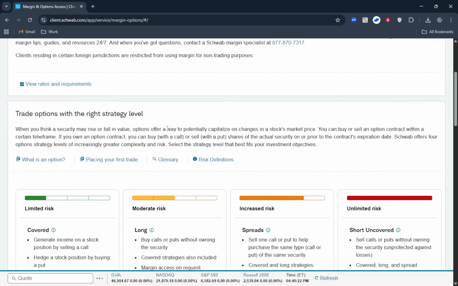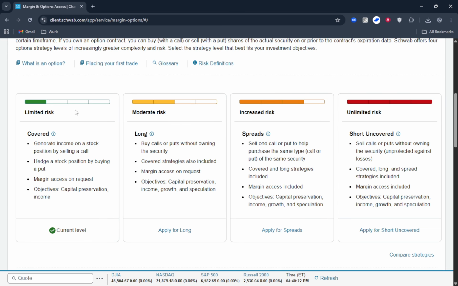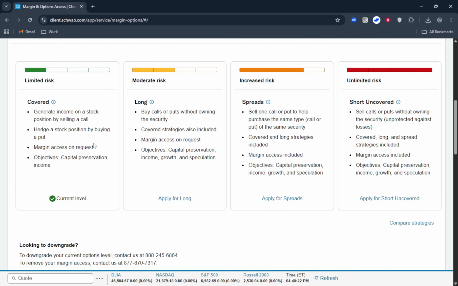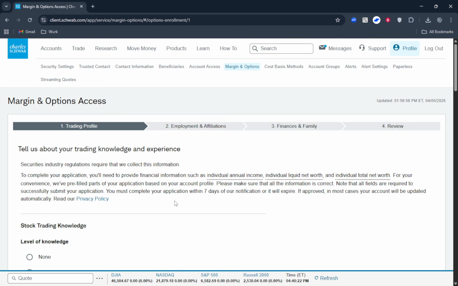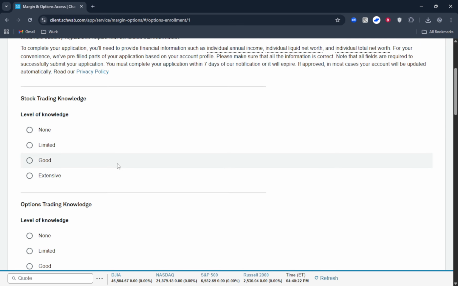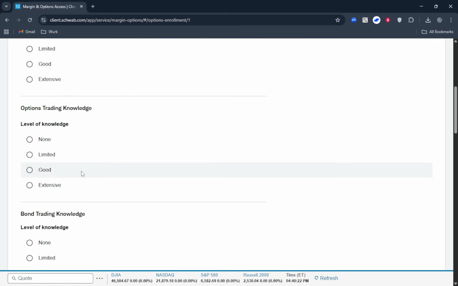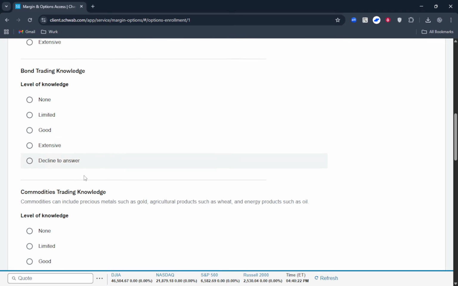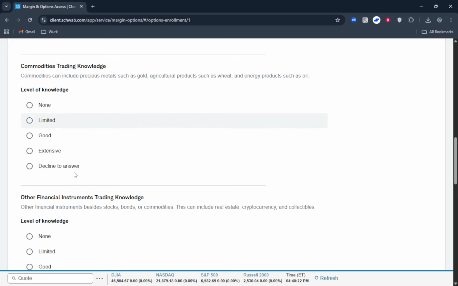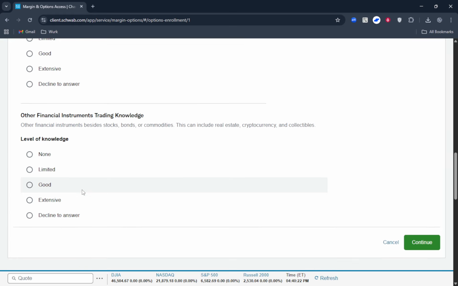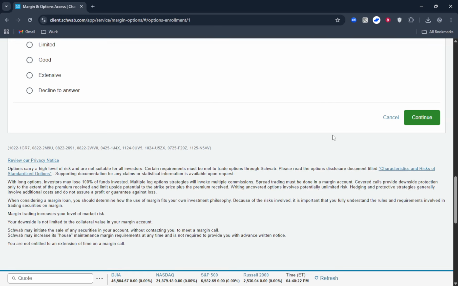Select the level that truly matches your knowledge and comfort, because Schwab evaluates how well your experience fits what you're requesting. Now fill out the application. You'll see questions about your income and net worth, your investment objectives, your trading experience, and your risk tolerance. Be accurate and consistent. If you have any options experience, include it clearly, such as the types of strategies you've used and how frequently you trade. When you're done, submit the application. Approval typically takes 1 to 5 business days, and you'll be notified once a decision is made.